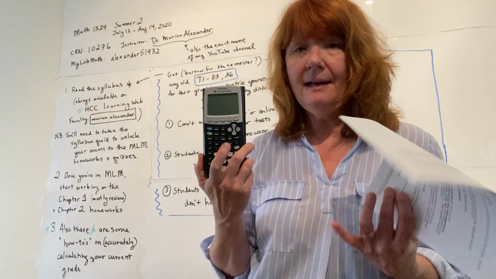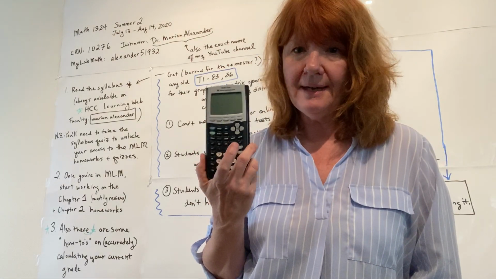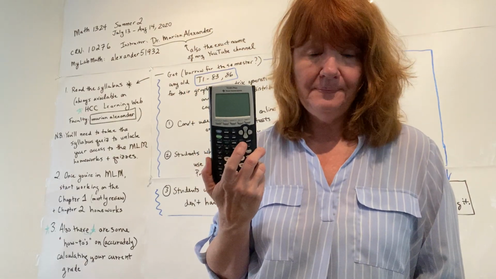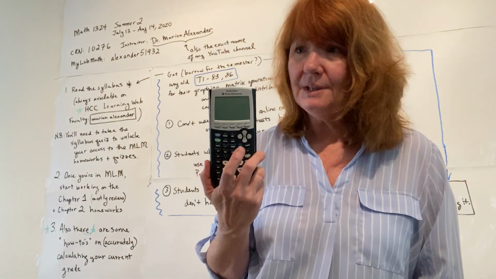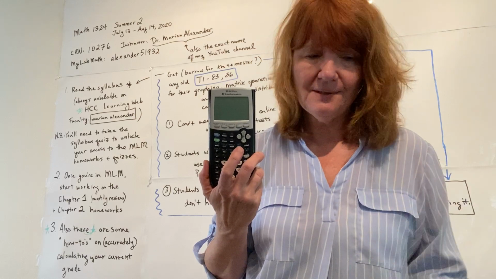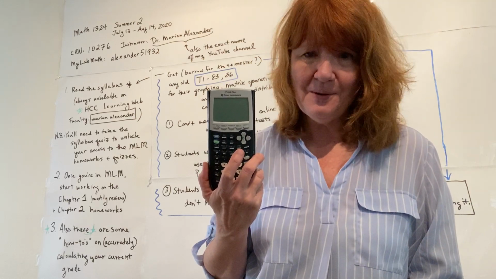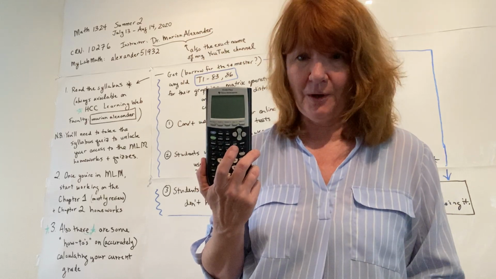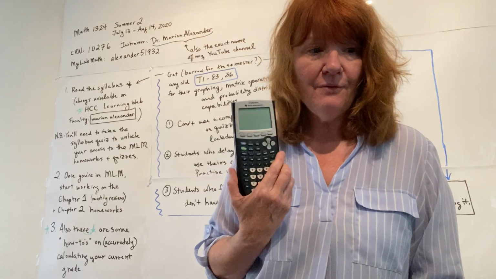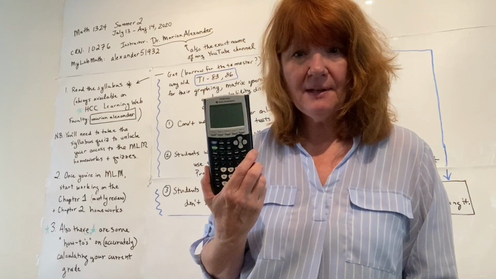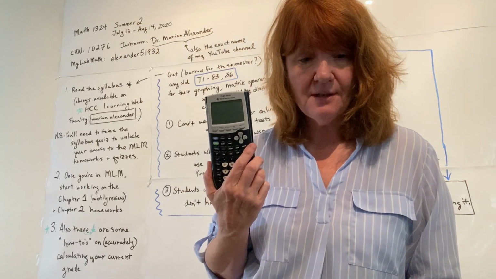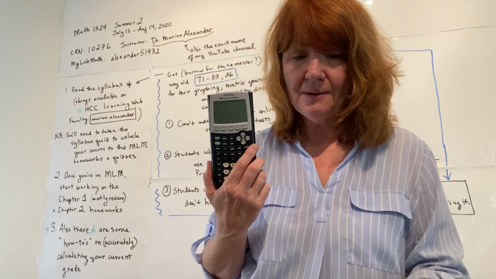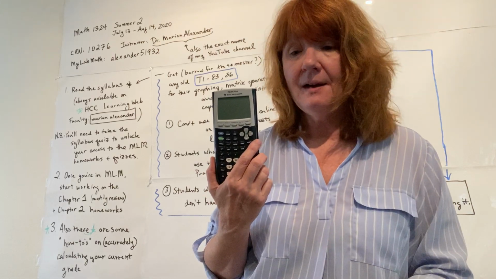A TI-83, 84, or 86, not the 85s for some reason. These can be really, really old, stuck in somebody's closet somewhere. They haven't used it in 20 years, and you just change the batteries and they work great. You need to have one of these because it can manipulate matrices and do matrix operations for you that definitely take down the workload in this course.